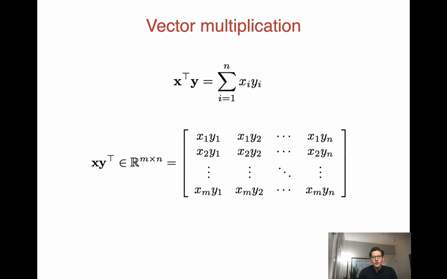Vice versa, what if we put a column vector times a row vector? This is a different kind of product called an outer product.